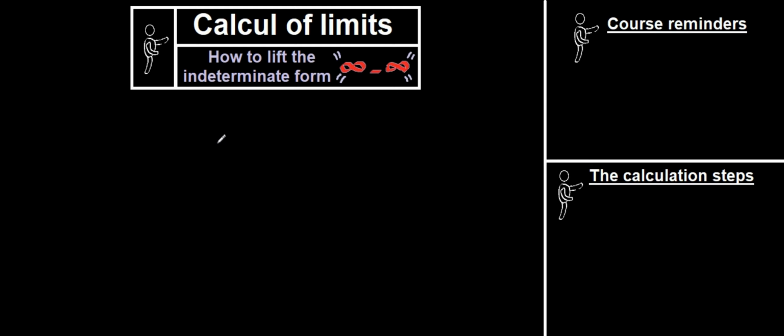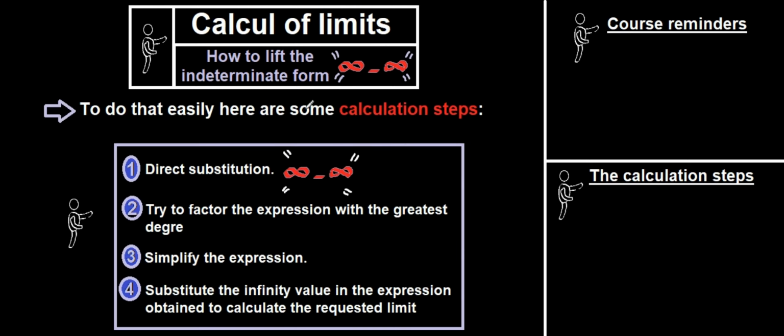In this video, we'll see how to calculate the limit as x approaches infinity of a polynomial function that gives the indeterminate form infinity minus infinity. To do that easily, here are some calculation steps to follow. Step number 1. Make direct substitution and verify getting the indeterminate form infinity minus infinity.